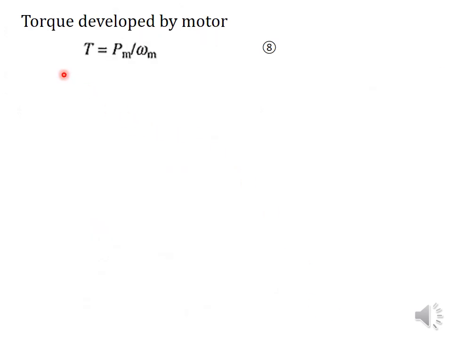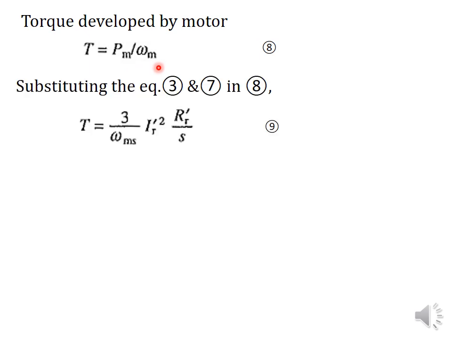Now we will write the expression for torque developed by the motor. The general equation for torque developed by any motor is equal to mechanical power developed by the motor divided by speed of the motor. That is equation number 8. We have already written the expressions for mechanical power and speed, that is equation numbers 3 and 7. By substituting those two expressions in equation number 8, we get torque is equal to 3 by omega ms into Ir dash square Rr dash by s. That is equation number 9.